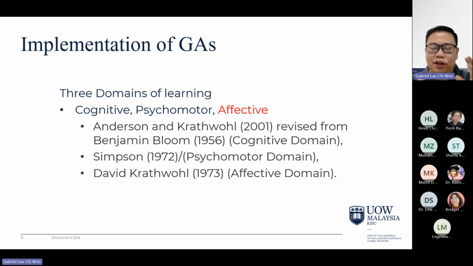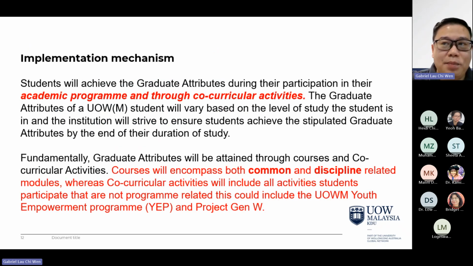Now, if you become conscious about what you are doing and you are able to see which area is done, but maybe you may want to emphasize a little bit more, then it can be something that is more structured. The graduate attributes achievement can be more structured for the students. So how do we implement?